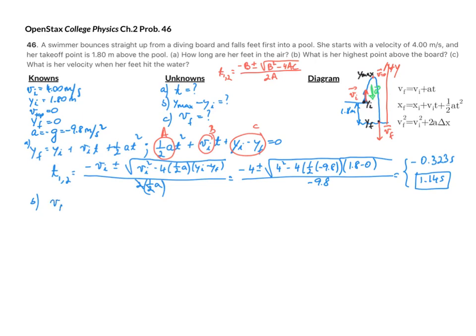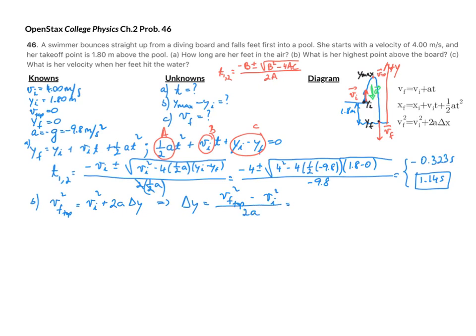So we have V final squared, and instead of final, I'm going to call it V final at the top, squared, is equal to V initial squared plus 2a, and I'll call it delta y. It is this delta y that I'm looking for, so I'm going to solve for it. Delta y is V final top squared minus V initial squared divided by 2a.